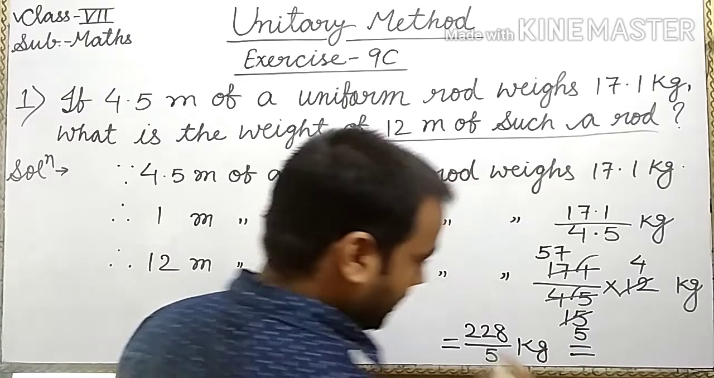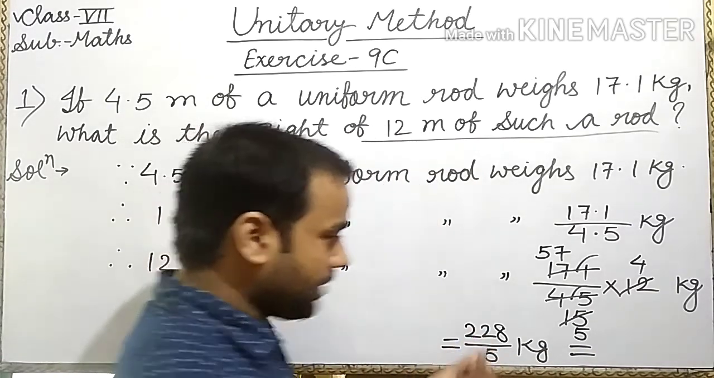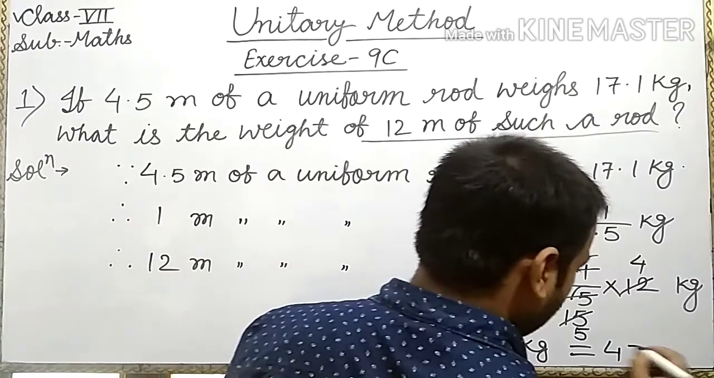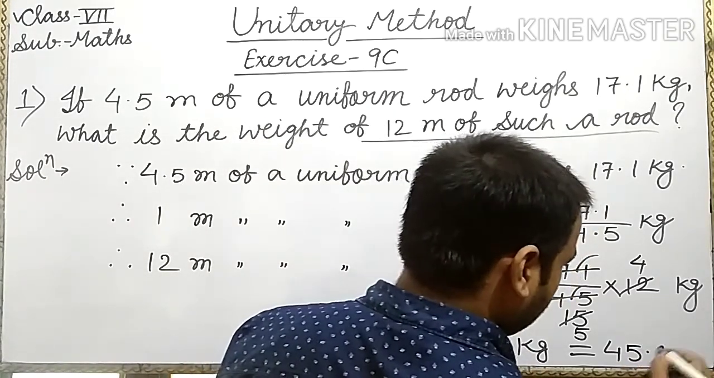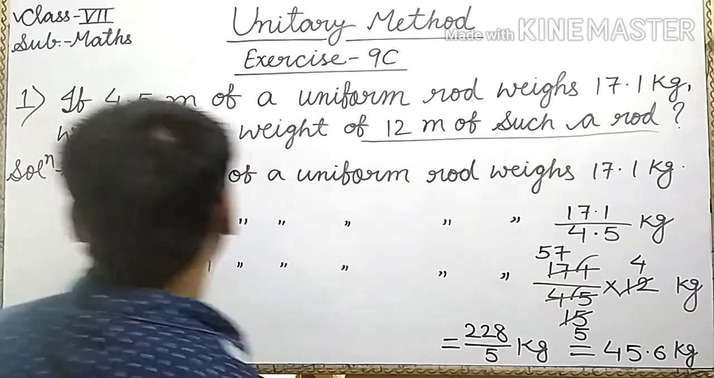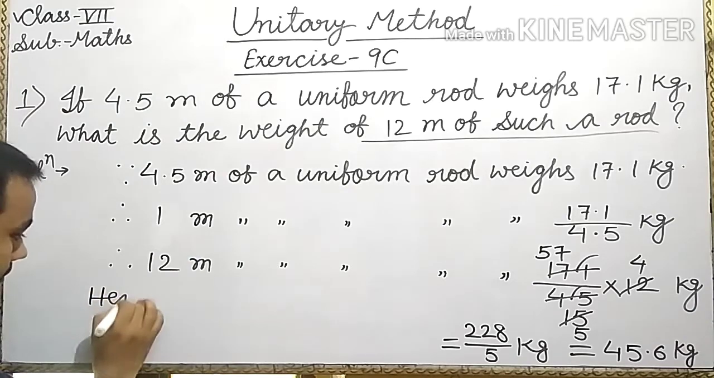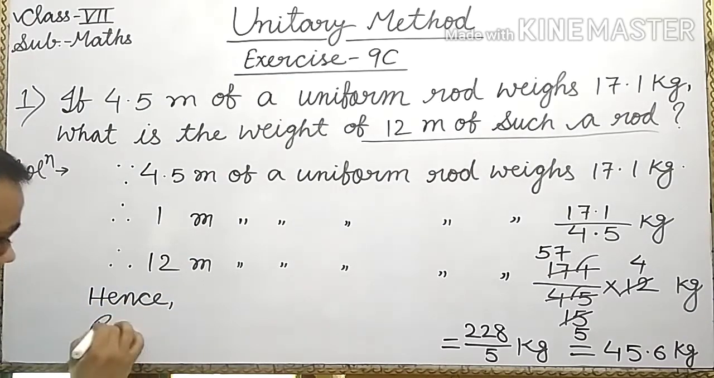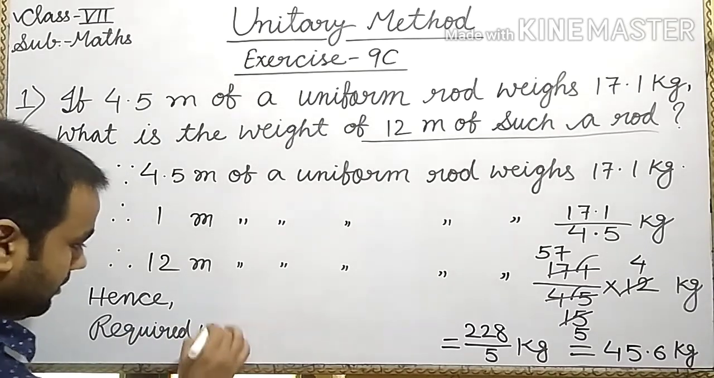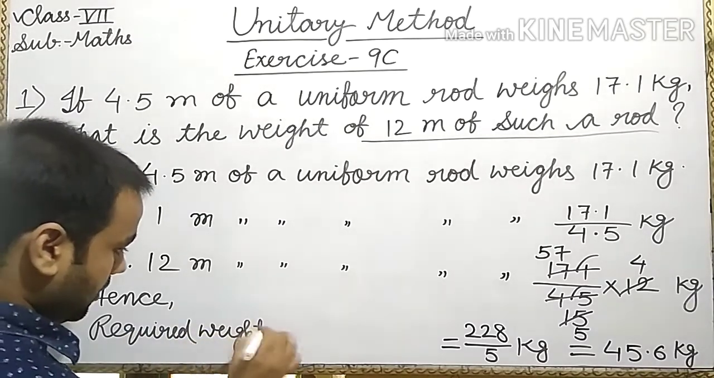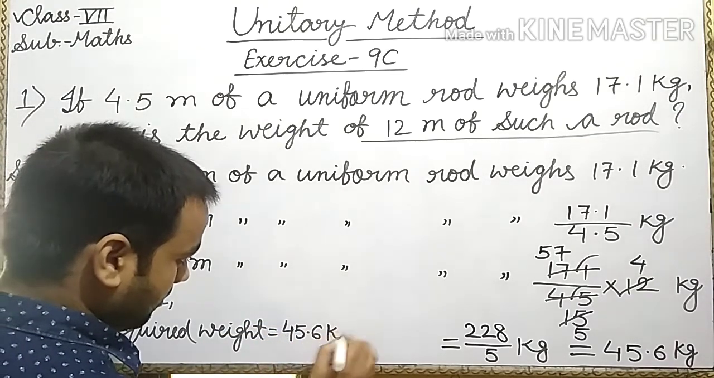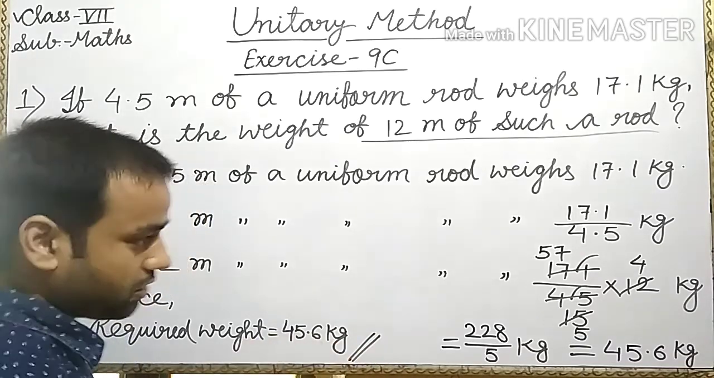Is equal to, right, here divide by 5. 5 fours are 20. Is it clear? 5 fives are 25, 5 sixes are 30. Lastly we get 45.6 kilogram. Hence the required weight is equal to 45.6 kilogram. This is your required answer.